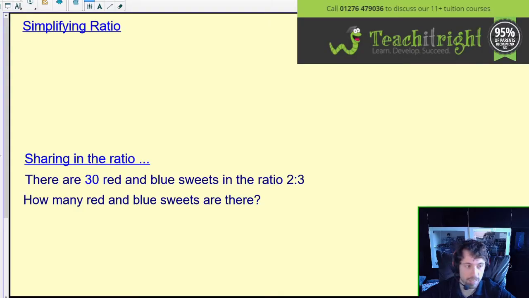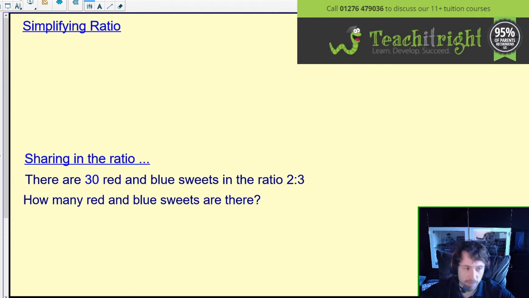So, starting with ratio, I just want to talk you through very quickly an example of how we simplify ratios, and you'll find they're very like fractions, and then an example question of how we share things in a ratio, or how we split things in a ratio, or ratio of amounts is another way of saying that.